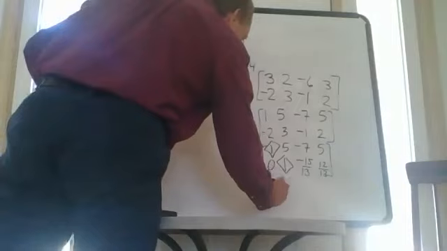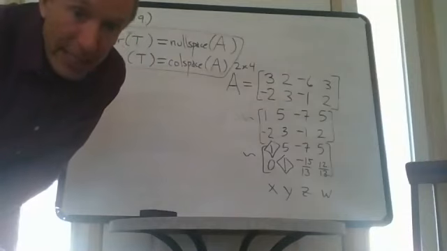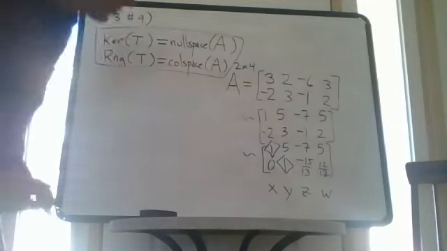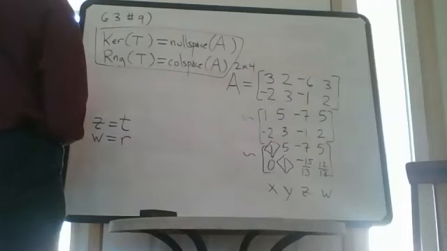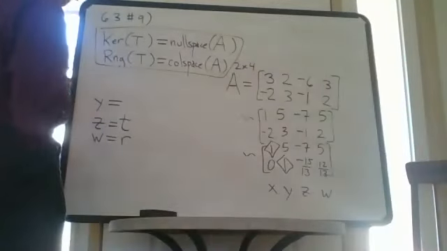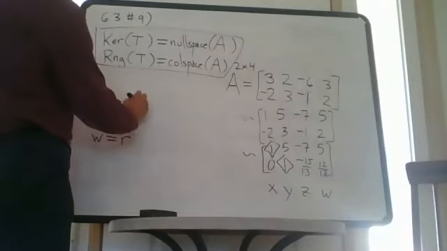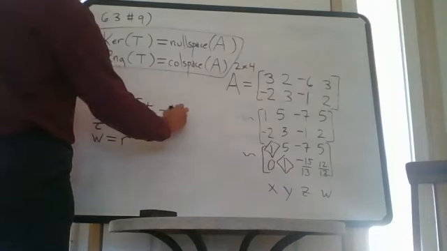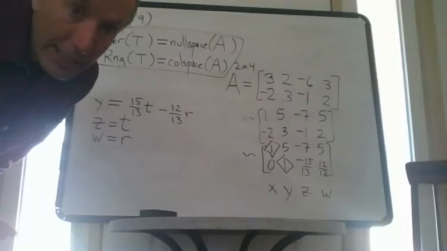If I just label my columns with 4 variables here, x, y, z, and w, then of course you can see that z and w are the free variables, right? So I could just let z be equal to t, and I could let w be equal to r. And then I've got to solve for y and then for x, right? So y would be, if I move things around on that second row, I think y is going to be 15/13ths of t minus 12/13ths of r. Okay, this would be what y is equal to.